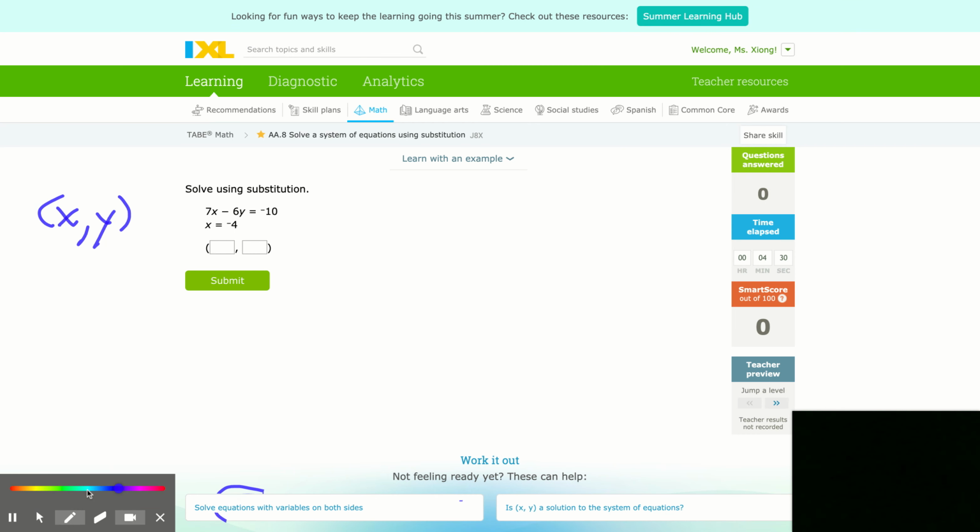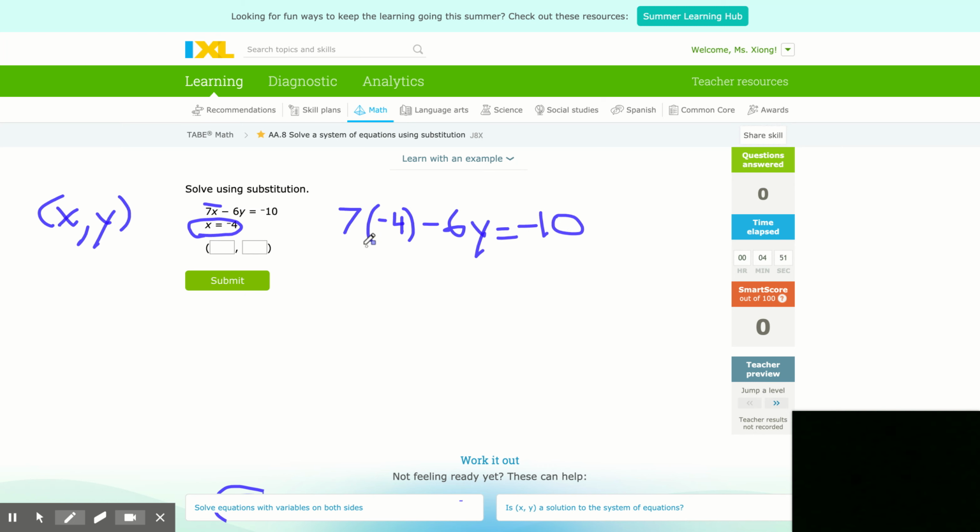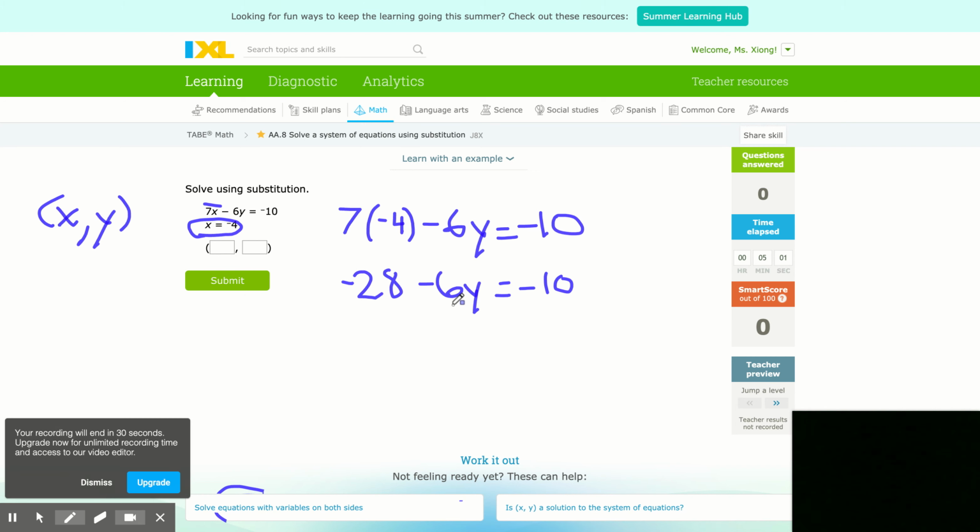Now for this example, I'm going to look at x equals -4. When x is -4, I just plug it in, substitute it in. Instead of 7x here, I'm going to make it 7 times -4 minus 6y equals -10. And this is -28 minus 6y equals -10. I need to isolate the y. In order to do that, I'm going to add 28 on both sides.